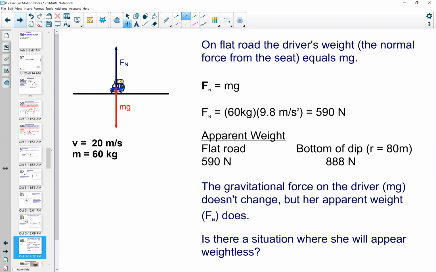Maybe we can rephrase that. When would she feel weightless? When she reaches, oh, the top. You'd have to have a hill. And how would you have to be traveling on that hill? Right at the top of the hill.